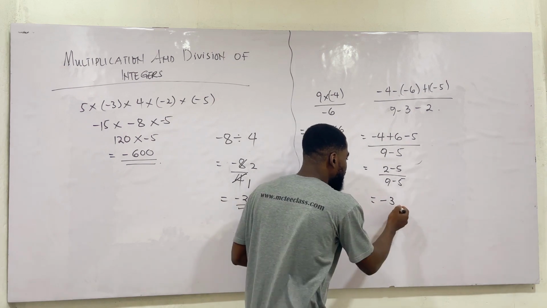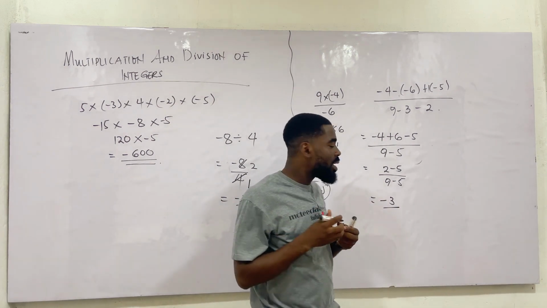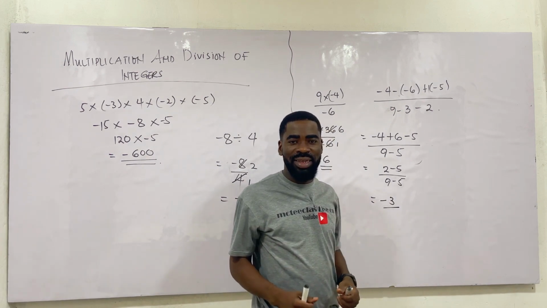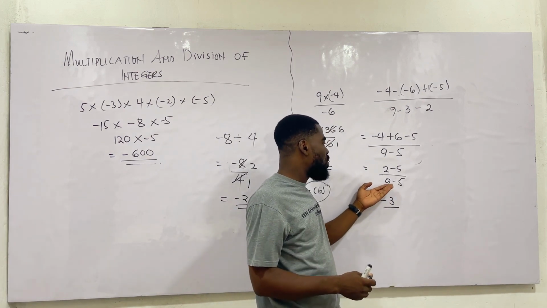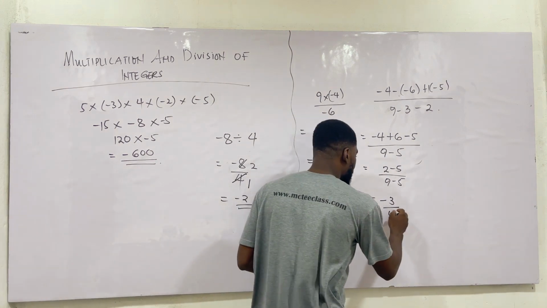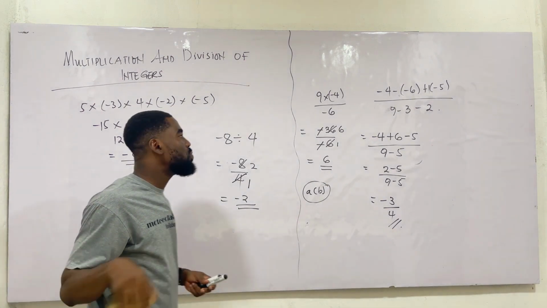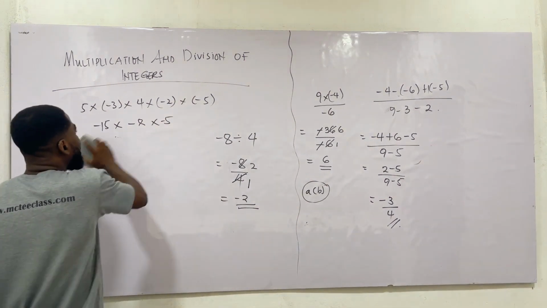Same thing down here. Here the 9 is positive, which means I have what? 9. But I owe 5. Here I have the chance to pay because I know I have more than what I owe. And this will give me 4. And this becomes my final answer. So this is how we do what? We divide and multiply integers.